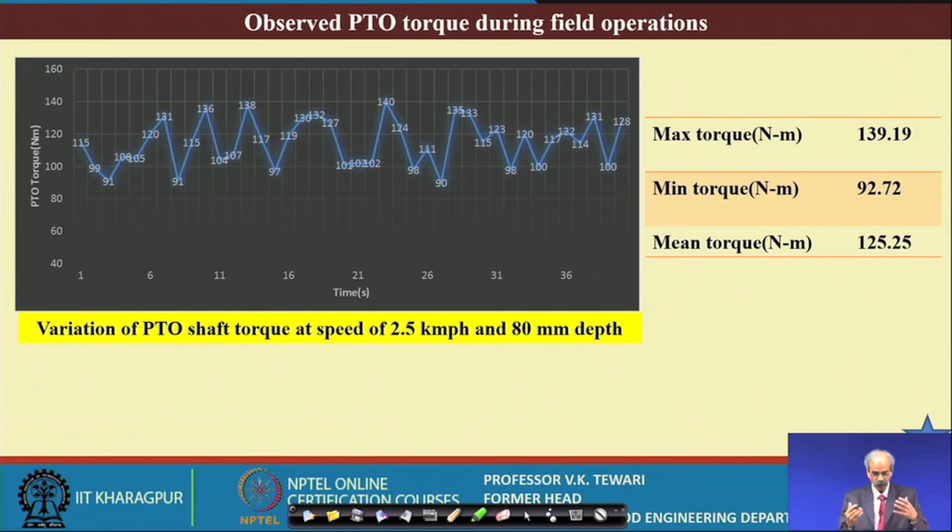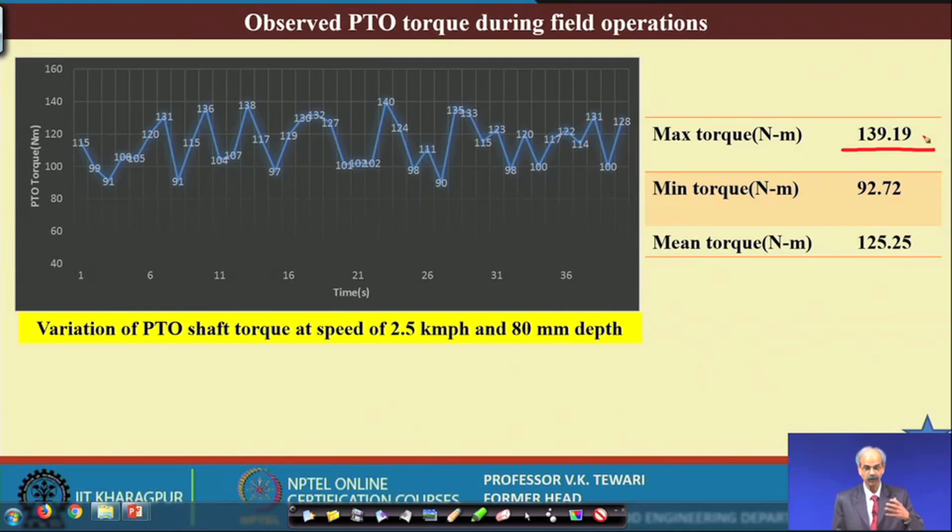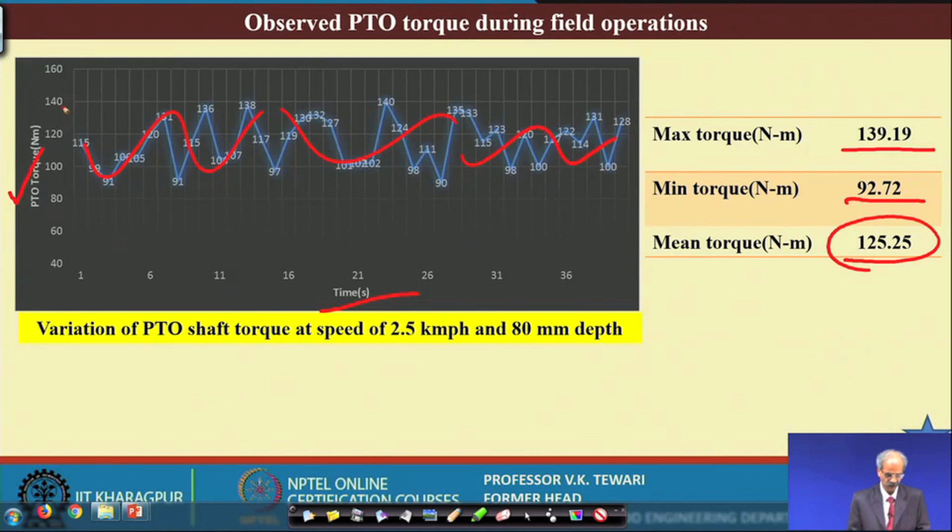What did you get during this field testing? We saw that we have got values. The maximum torque we got here for a particular equipment which was connected, then the minimum torque was this, and the mean torque values are there. You can see the variations shown over here, the actual values with respect to time, and the PTO torque in Newton meters. So, we can see that very successfully we are in a position to measure the PTO torque as well.